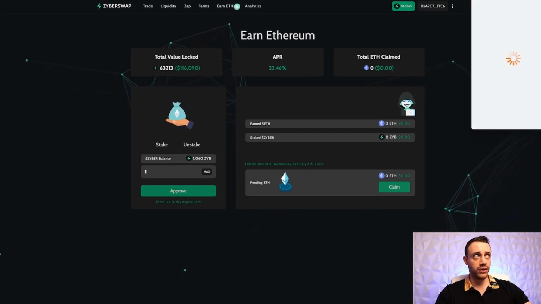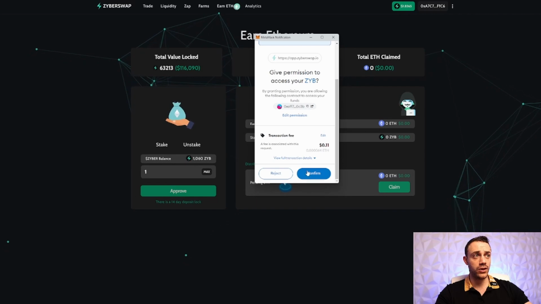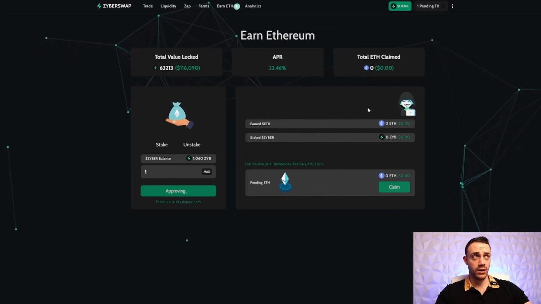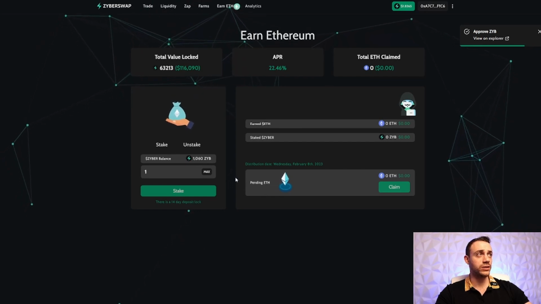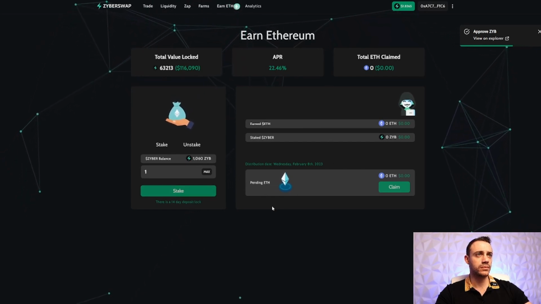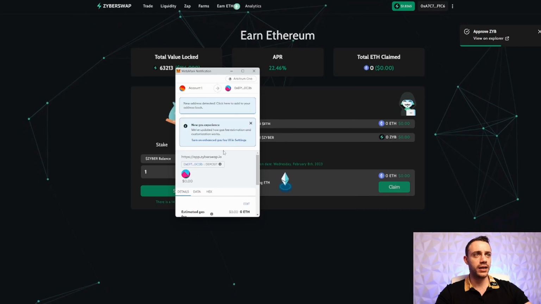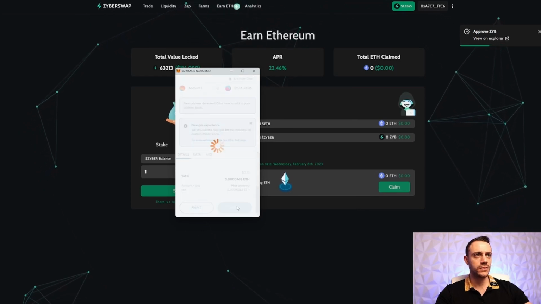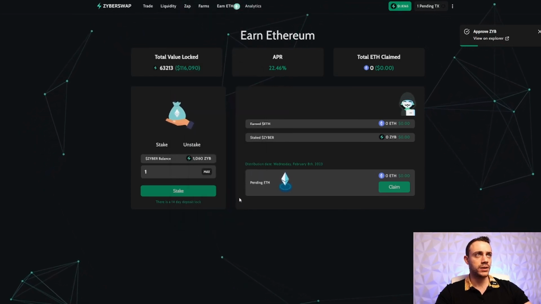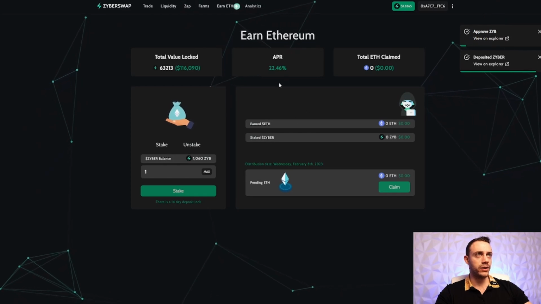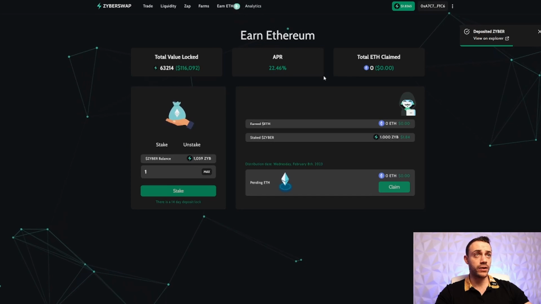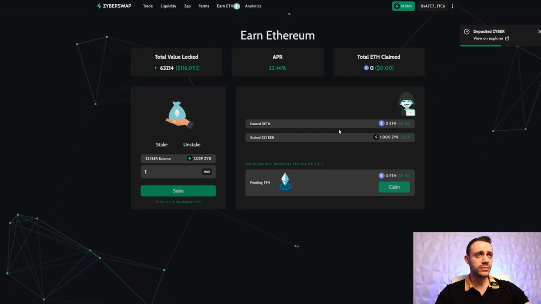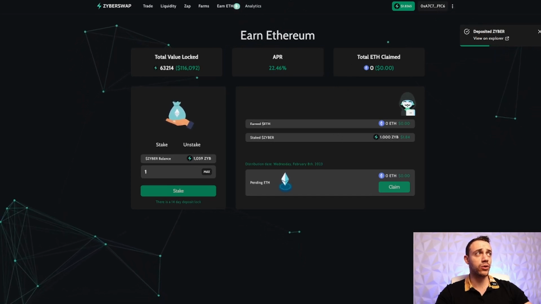Right over here, you're going to put in the amount you want to stake, and then you first of all approve it. Once that's approved, you can go ahead and confirm it as well. We'll wait to do that here. All right, now we can go ahead and stake, like so. And there you go. So you're earning 22.46% APR in Ethereum. All right, so this is huge here. And this is how you use the ZyberSwap protocol.